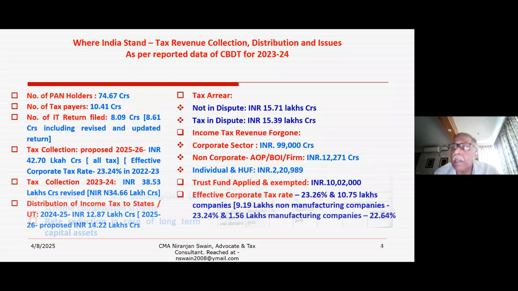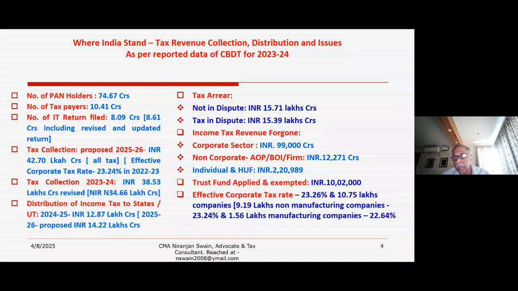What is the status actually at present? As per the last CBDT data for 2023-24, 74.67 crores of taxpayers are PAN holders. That means they are not paying tax, but they have a permanent account number. Once you have a permanent account number, you are identified. So the very important point, particularly in India, is that the tax base has to increase.